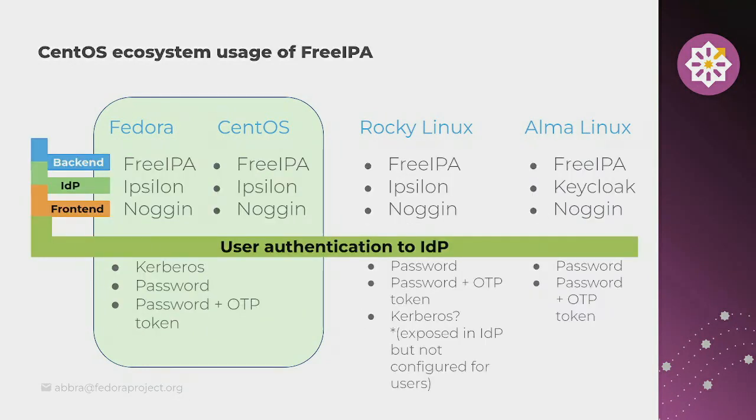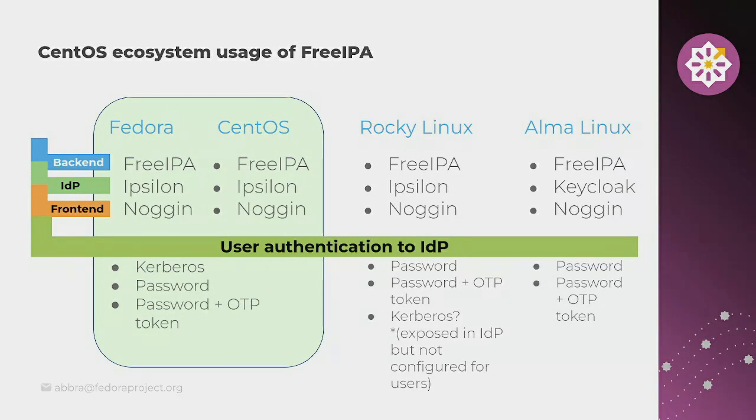On the other side, this is like the internal thing. The user authentication to identity providers is what users see. So in Fedora, you can use Kerberos to authenticate. You get a Kerberos ticket on your machine, and then you can use it to authenticate to all the other web and whatever services that Fedora runs. And that can be done with either password or password and a one-time code that is based on a certain token or whatever you have on your phone somewhere.